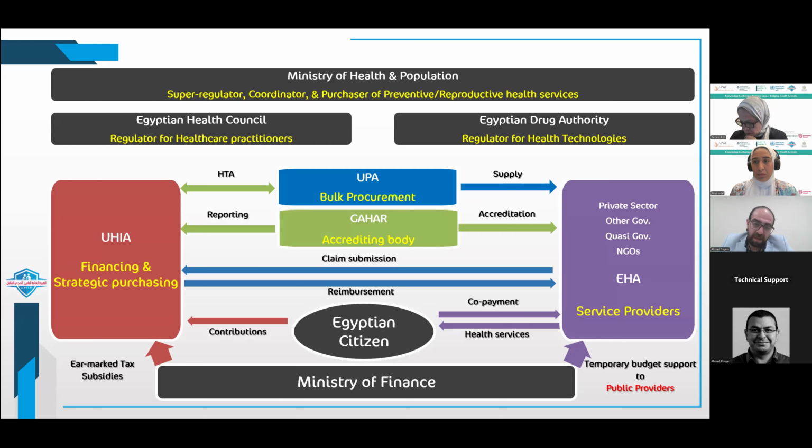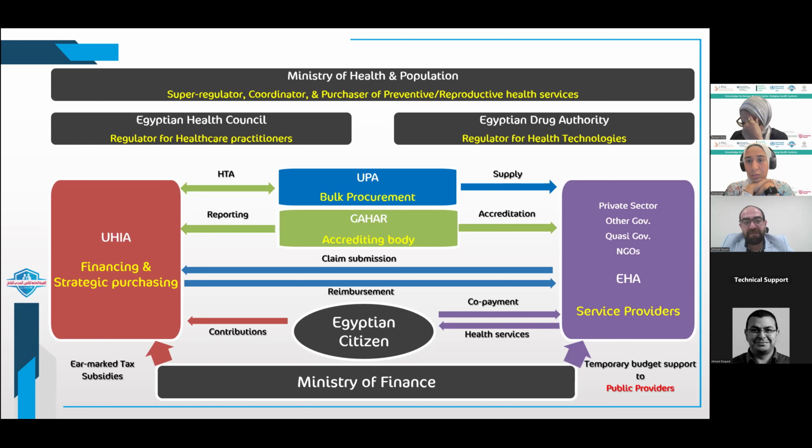So we have UPA, which is responsible for bulk procurement and managing the supply chain and the maintenance chain for public providers. And they also provide healthcare technologies to private providers that are contracted with the UHIA. And we work with the UPA in the HTA and the part related to negotiating and commercial agreements for health technologies in general. We also have the Egyptian Drug Authority, which is the regulator for health technologies, and the Egyptian Health Council, which is the regulator for healthcare practitioners.